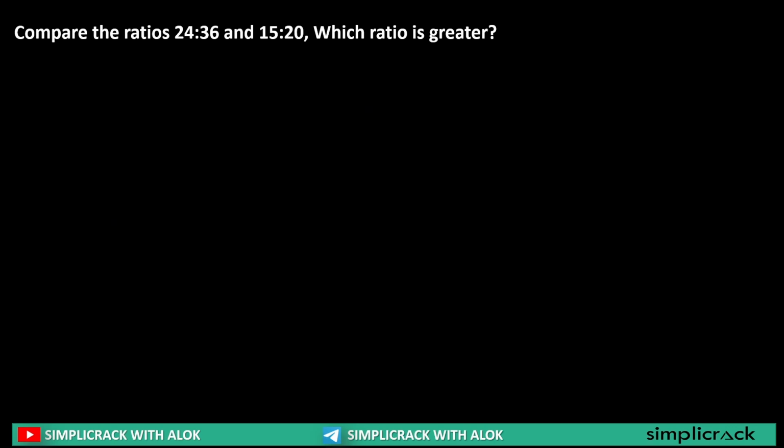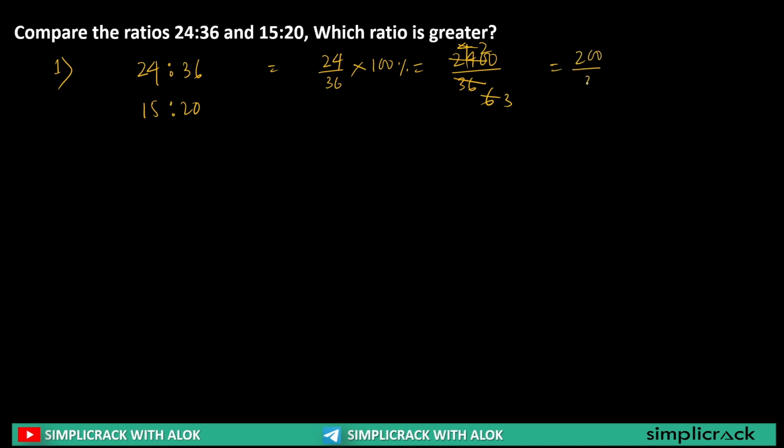Now the next question, sir, compare the ratio of 24 is to 36, 15 is to 20. Again, we'll be solving it in both ways. So now what I can do, 24 by 36 multiplied by 100%. So I can make it 2400 divided by 36. So 6 6s are 36, 6 4s are 24, and then 400. Then again, 2 2s are 4, 2 3s are 6. So it is 200 by 3. So I can write 3 6s are 18, 66 and 2 by 3 percent. So this is the percentage. We know from our previous classes how to calculate the percentage.